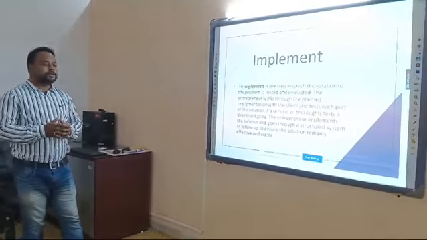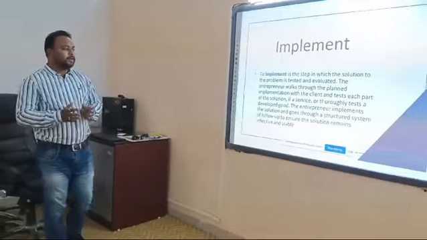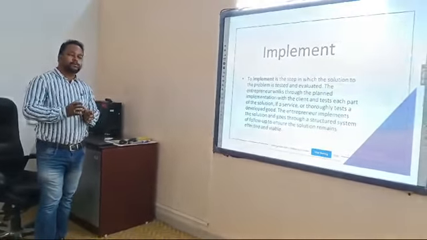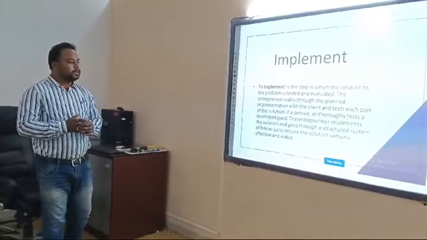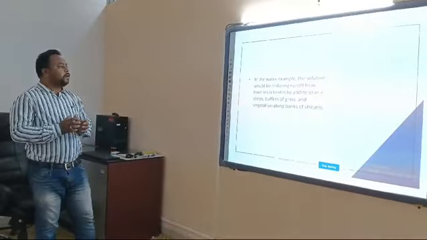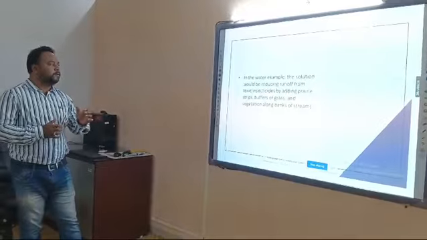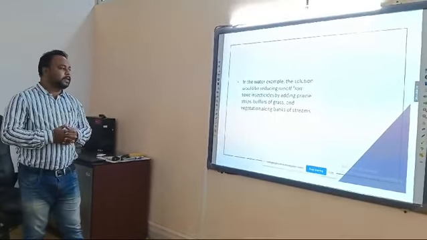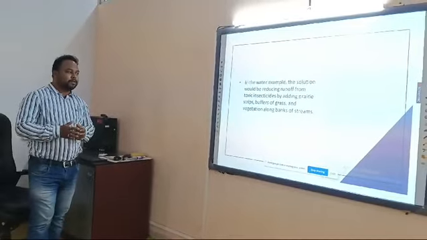If a service or good is thoroughly tested, the entrepreneur implements the solution and goes through a structured system of follow-up to ensure the solution remains effective and viable. In the water example, the solution would be reducing runoff from toxic insecticides by adding prairie strips, buffers of grass and vegetation along banks of streams.